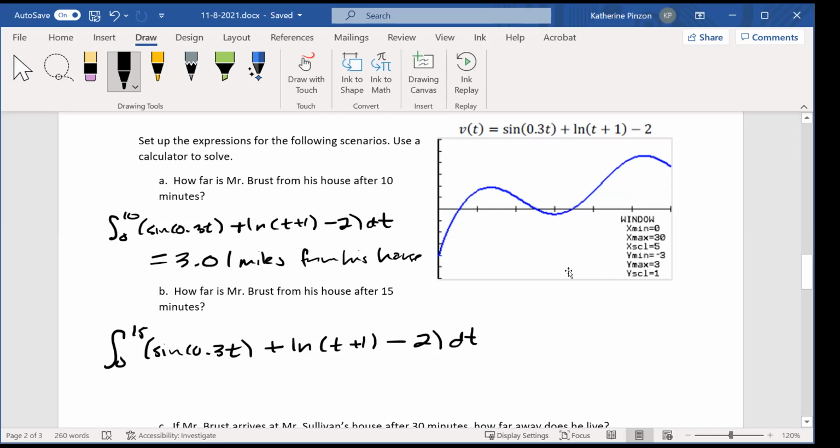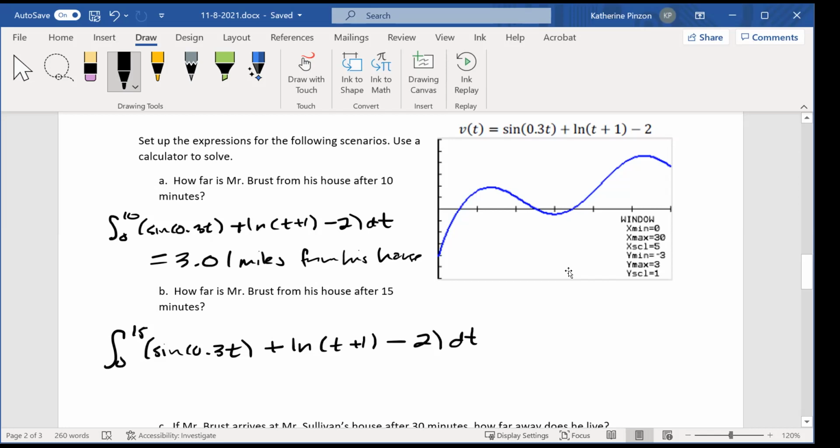So from 10 to 15, he has this much positive area and that much negative area. Do you think his total distance is going to be more positive or is he going to get negative? You think that it adds negative? You think that this area down here is bigger than that area right there? I think that this area here is probably a little bit bigger than that one, right? So he should be farther than 3.01 miles from his house because this area here above the x-axis is slightly larger than that area there.